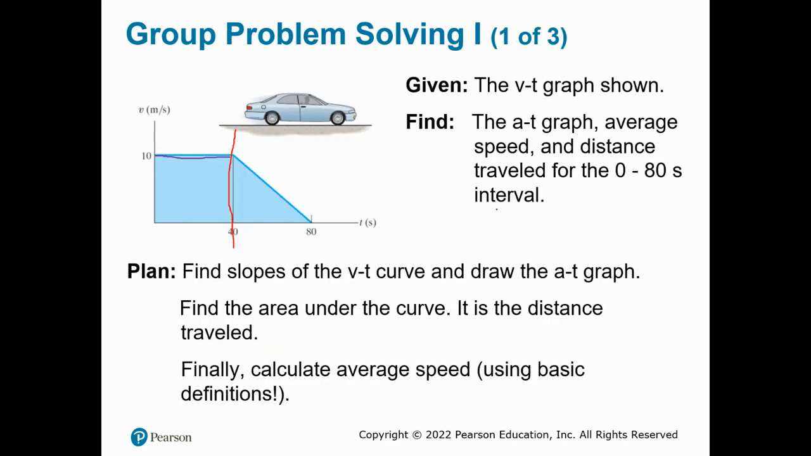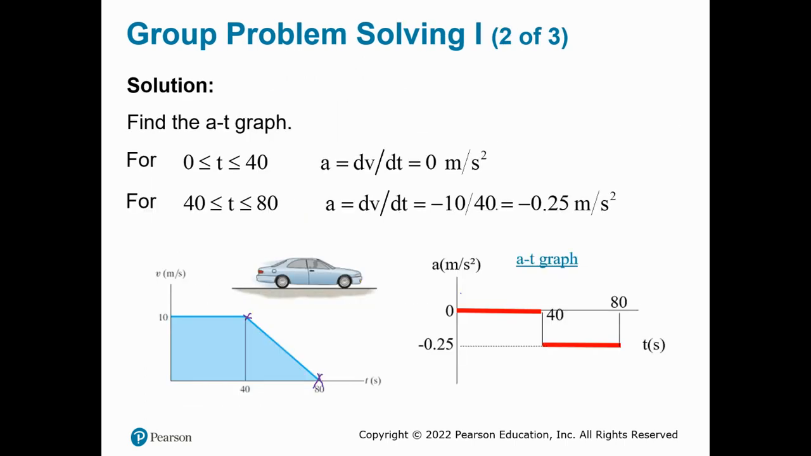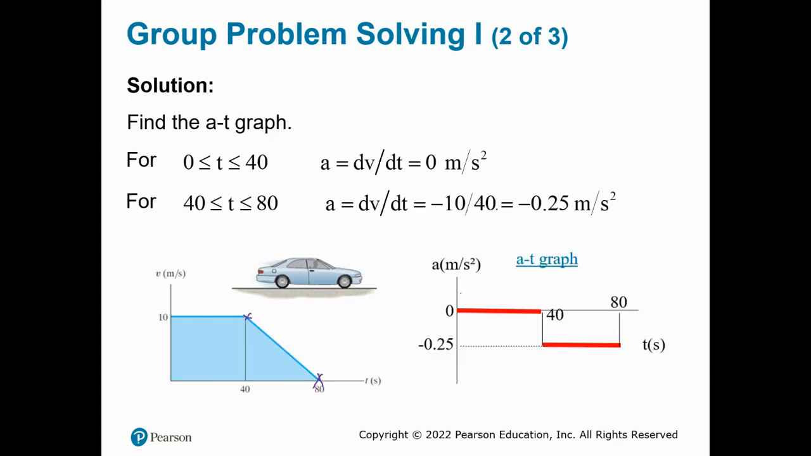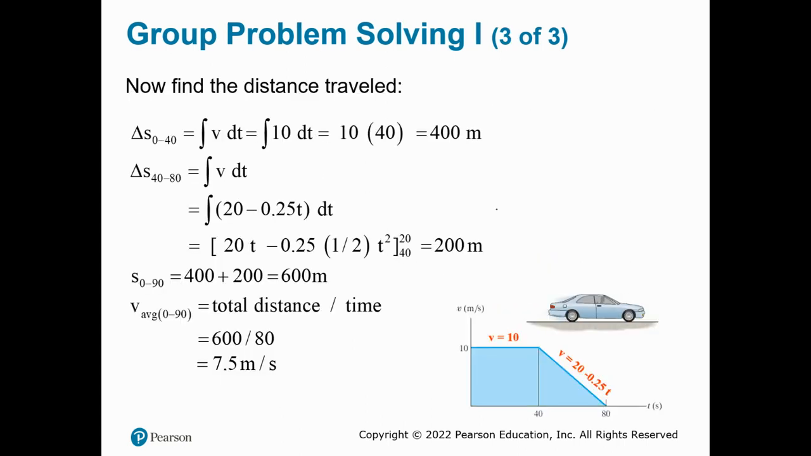And then keep going. Next, we're going to look for the average speed. Before we go to the average speed, we're going to need the total distance traveled. We need total distance traveled divided by the total time. That will give the average speed. For total distance traveled, again, we're going to break it into two parts. 0 to 40 seconds is part one, and then 40 seconds to 80 seconds is part two.